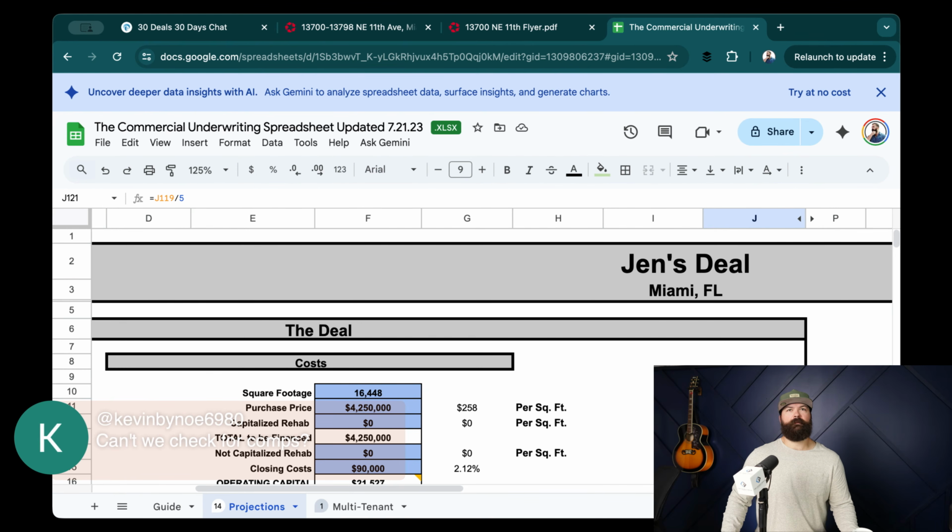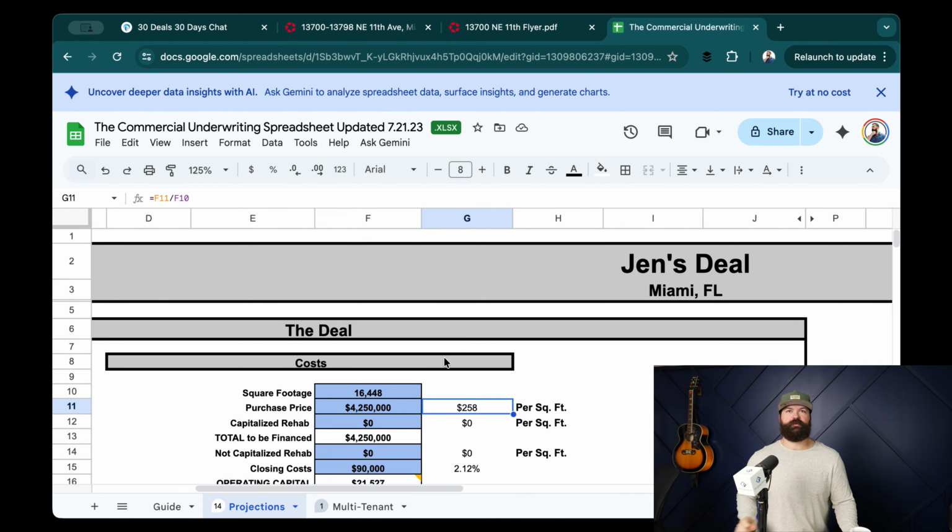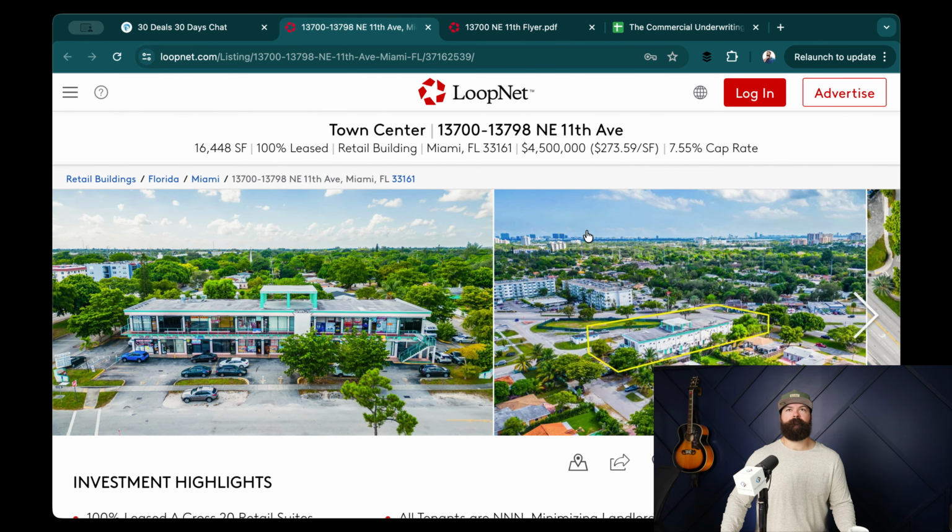Kevin is saying, can't we check for comps? Yeah, we can, but it's not going to make a difference in the underwriting. I mean, the comps would have to be substantially lower. I mean, it's offered at a cap rate, right? And so, even if everything on a price per square foot is different, this has tenants in it that are relatively stabilized.